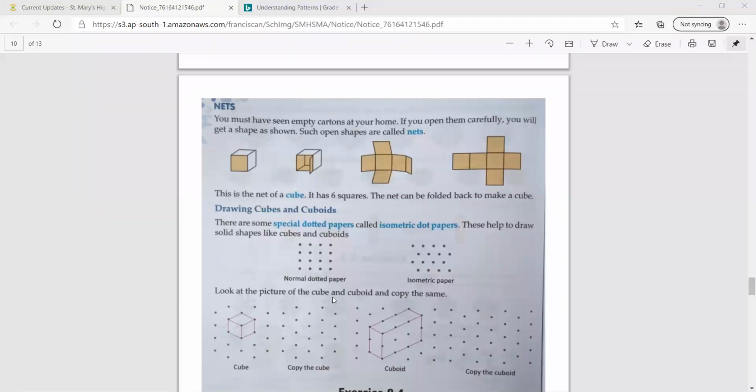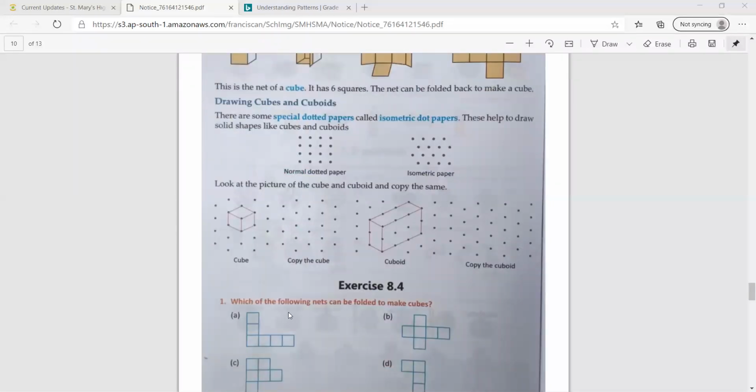Look at the picture of the cube and cuboid and copy the same. Now you may not have isometric dot papers, so you will have to draw these dots, but there needs to be proper spacing between these dots. So when you're doing this, I think you can make use of a square line book. If anybody has a square line book, you put the dots in this particular pattern, and then you can draw the cube and the cuboid on that square line.